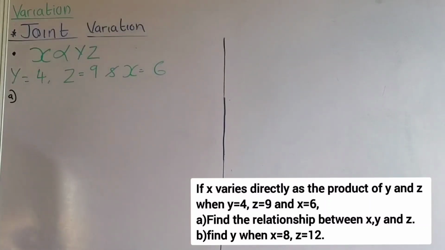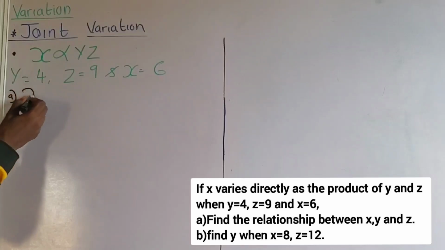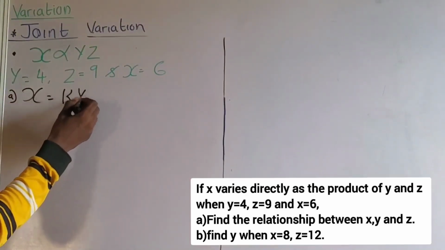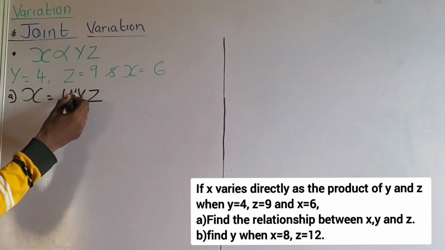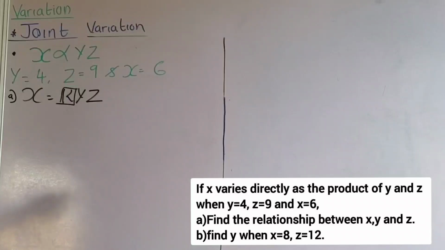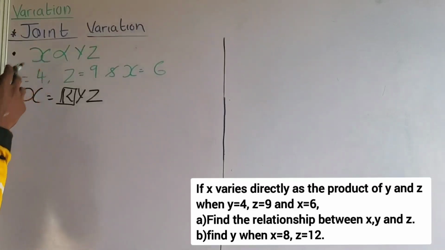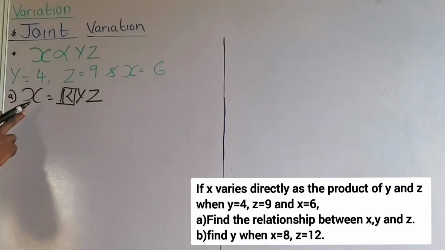Do you understand? Okay, so in that case, I'm going to change this variation sign to an equals sign by introducing a proportionality constant. So I'm going to have x equals k y z. Now, if x equals k y z, I need to get the value of this constant, okay? Because in our previous class, I've already told you the reason why we always introduce a proportionality constant when we change this variation sign to an equals sign. So now x equals k y z. I need to get the value of k, which is the constant.